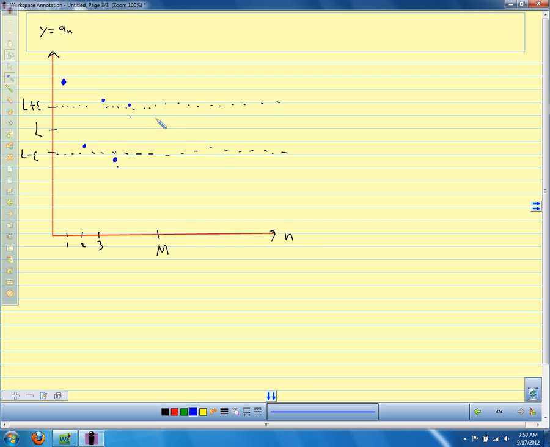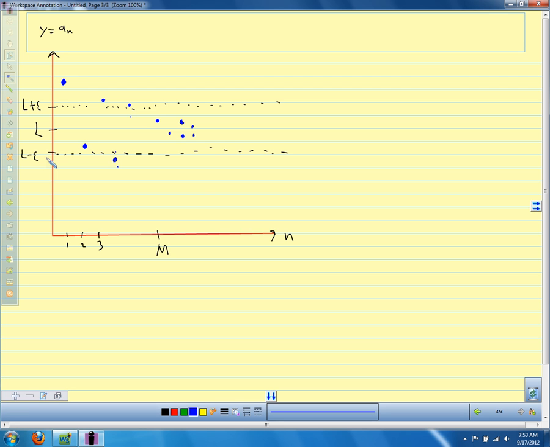And eventually, when n is past m, all my a sub n's are within epsilon units of L. So eventually, my terms can be bouncing around, but when I get to m, they can still bounce around, but they're within this band of L plus epsilon and L minus epsilon. And we can pick epsilon as small as we like.